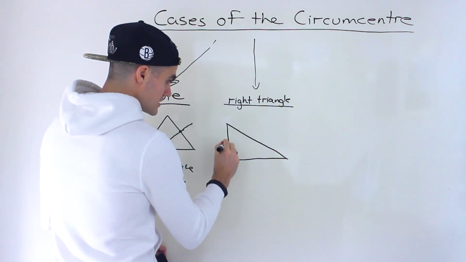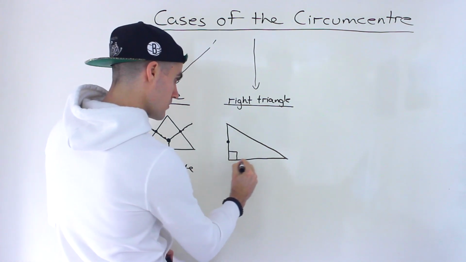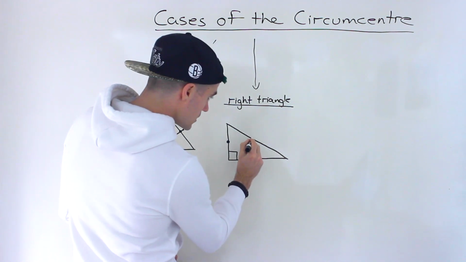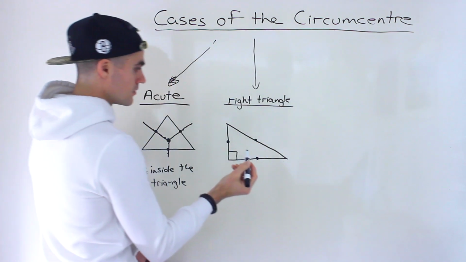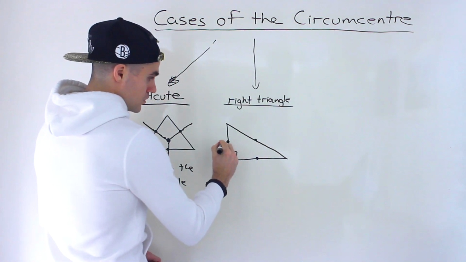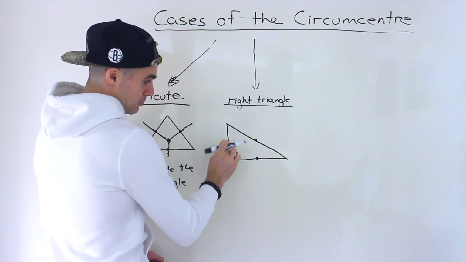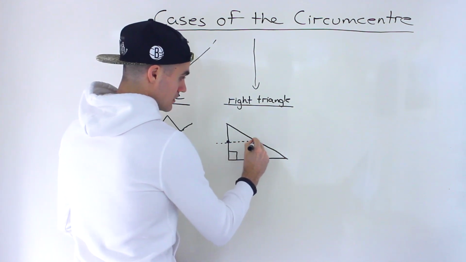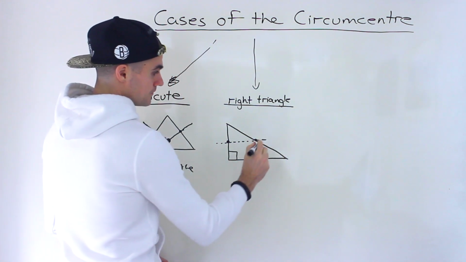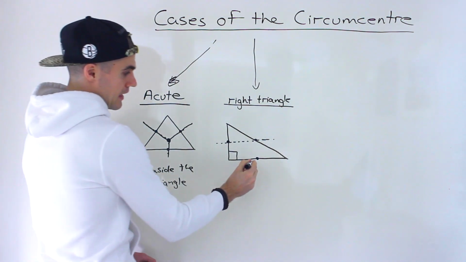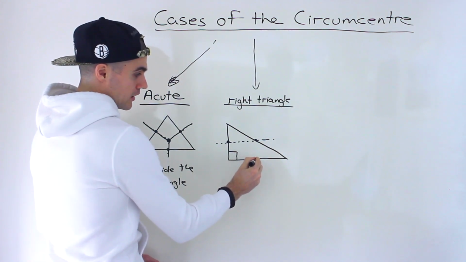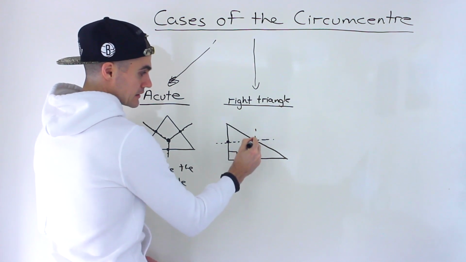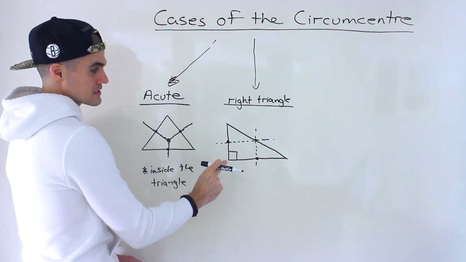The midpoint of this side would be over here, the midpoint of this side, let's say it's over here, and the midpoint of the hypotenuse, let's say that's over here. Notice that a line going through this midpoint and perpendicular to this side is actually just going to be parallel to this side. And then a line going through this point and perpendicular to this side is just going to be a line like that. It's always going to be parallel to this side.